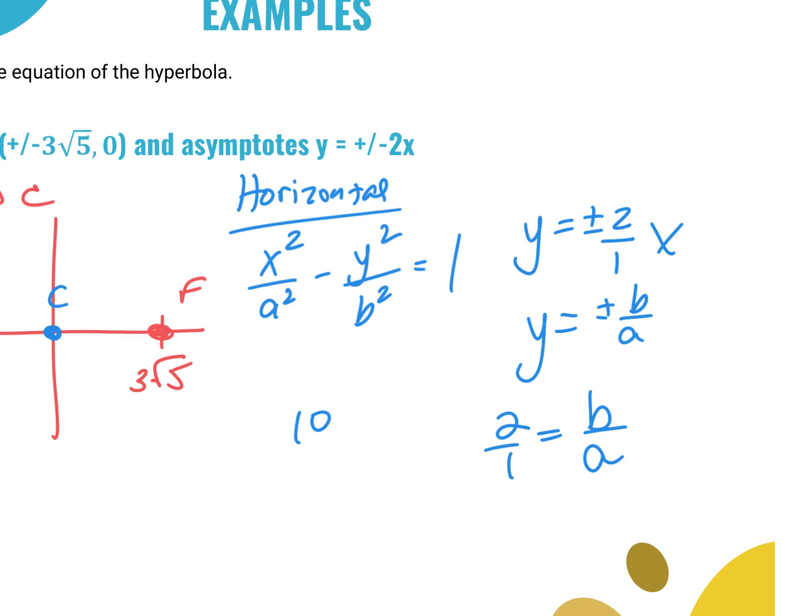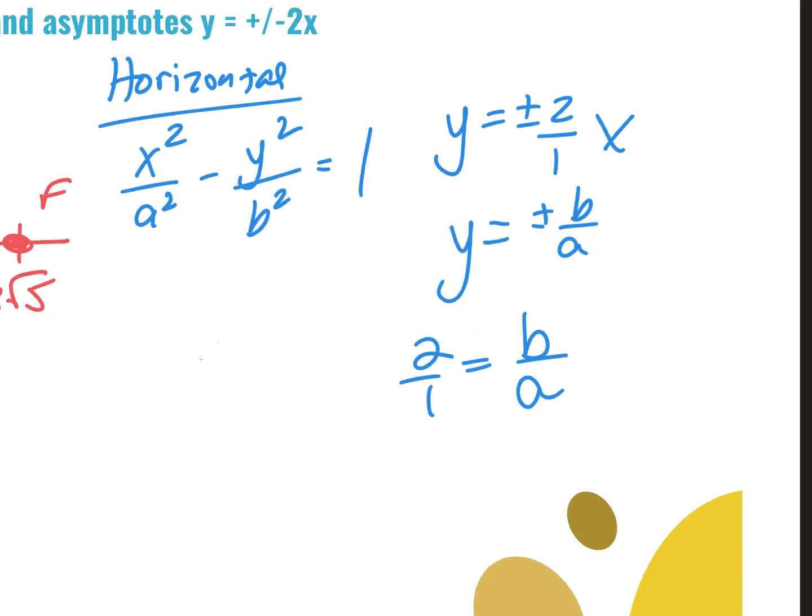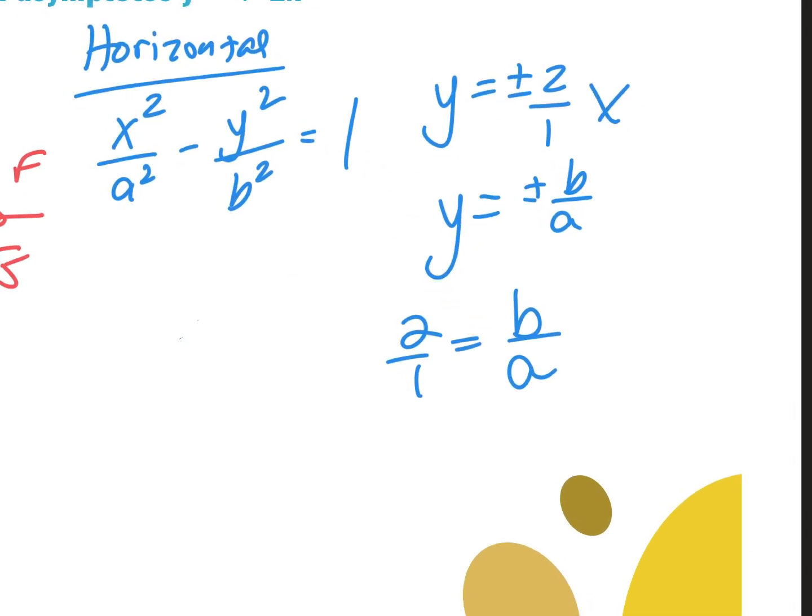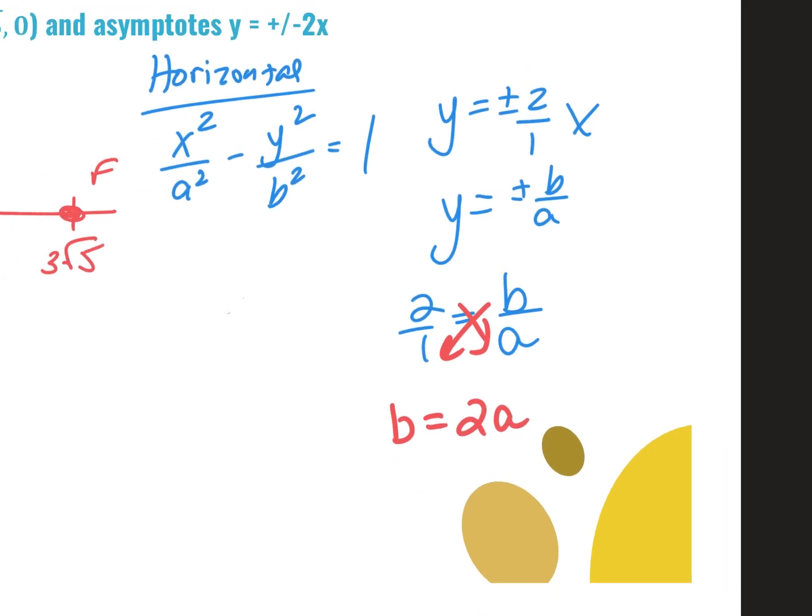We don't have anything to substitute in. We just need to solve this. Now you guys will be fine. Just relax. There was something on WebAssign like this. But what do I do here? How do I solve this? I'm going to cross multiply, okay? So b equals what? 2a, okay? How is that helpful?